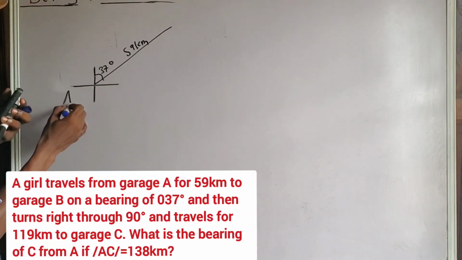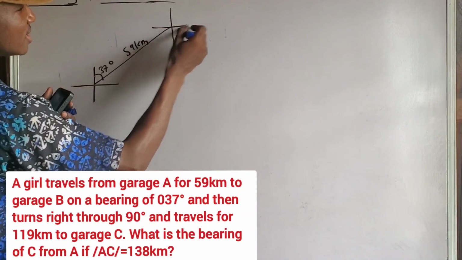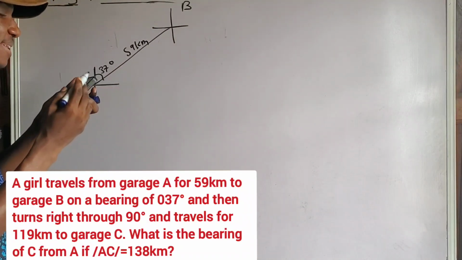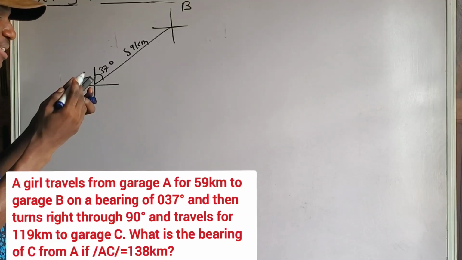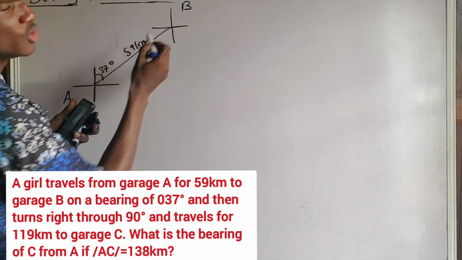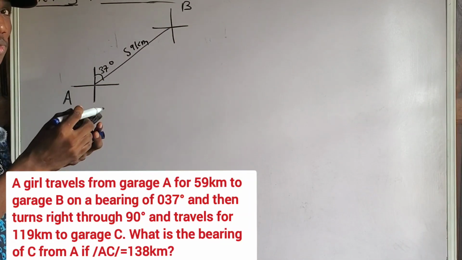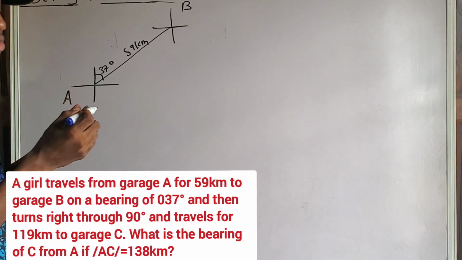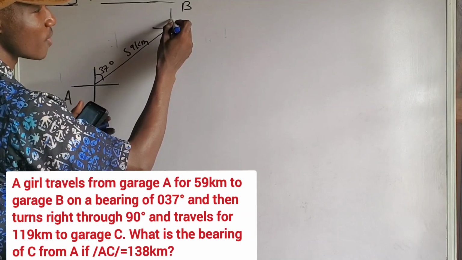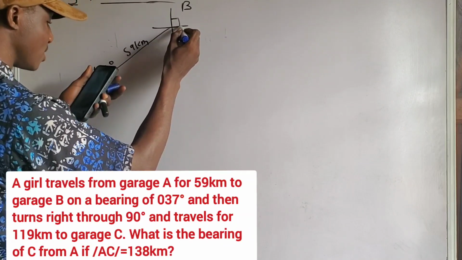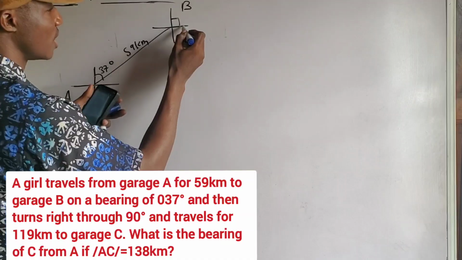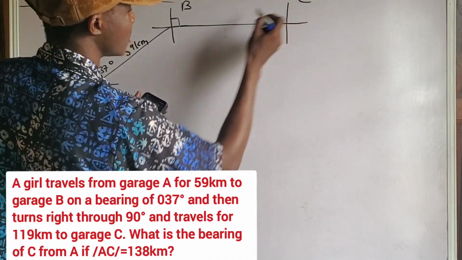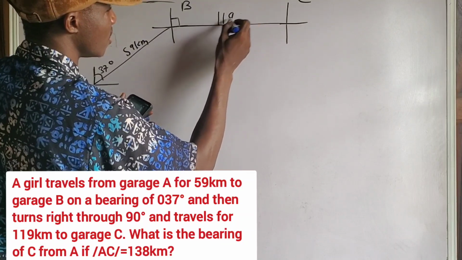So this is garage A. Let's put A. And this point that you see here is garage B. Let's put B. Now, the girl then turns right through 90 degrees. So you know that bearing is measured from the north pole clockwise. So through 90 degrees means that the girl turns from this point to this point and travels 119 kilometers to garage C. This is garage C, and the distance is 119 kilometers.